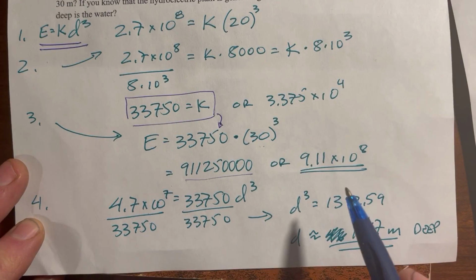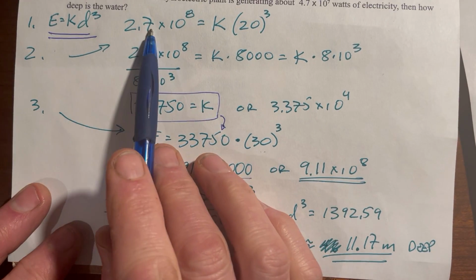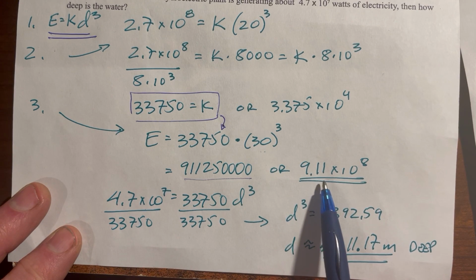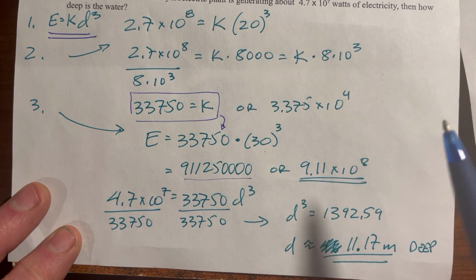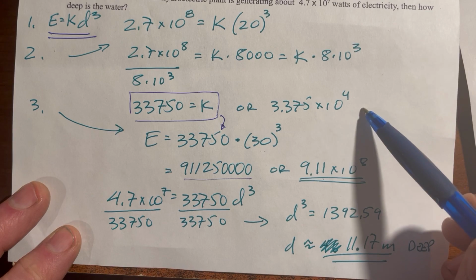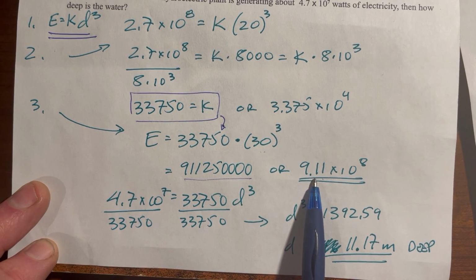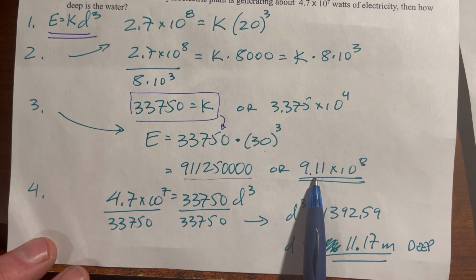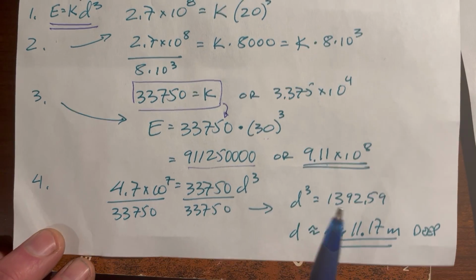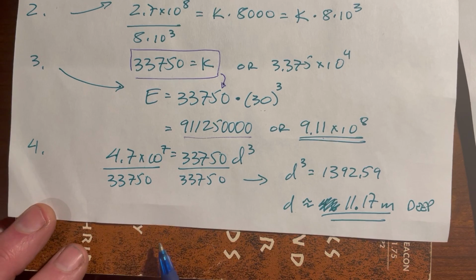In this case, you'll see it goes from 2.7 to 9.11. The depth only goes from 20 to 30, so it's nowhere near doubling, but the power you get coming out way more than doubles. It's more than 3 times as much. That's because the cubic relationship makes something grow really quickly.